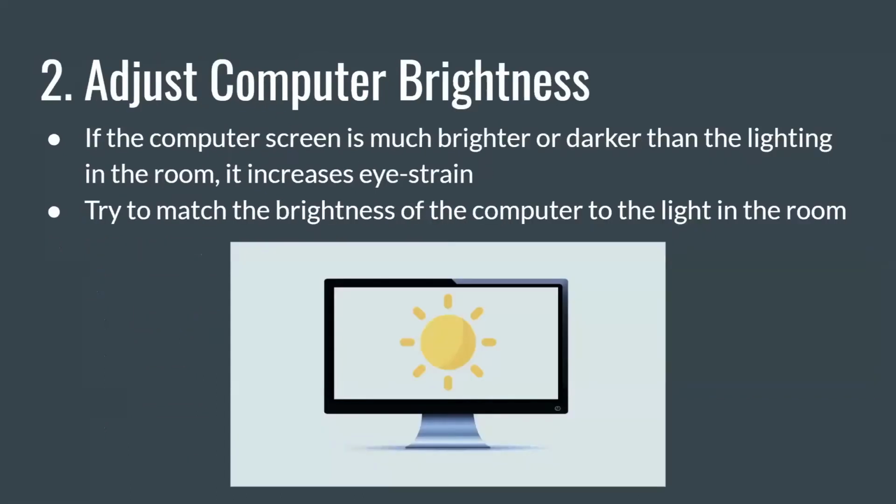Our second tip is to adjust computer brightness. If the computer screen is much brighter or darker than the lighting in the room, it increases eye strain. You should try to match the brightness of the computer to the light in the room. And some products out there will automatically do this for you. So I know some iPhones have this thing called True Tone, which will automatically adjust your screen's brightness to the environment you are in.